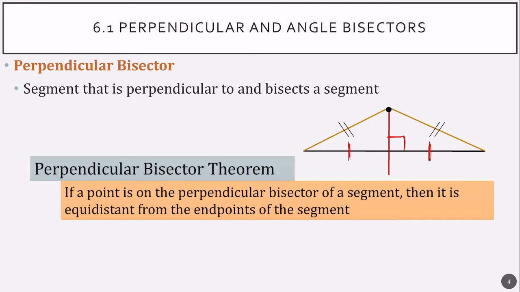Let's see why. Well, these two triangles share this side, and these are both right angles, which are congruent. So the two triangles are congruent by side, angle, side, which means that the hypotenuses are congruent by CPCTC.